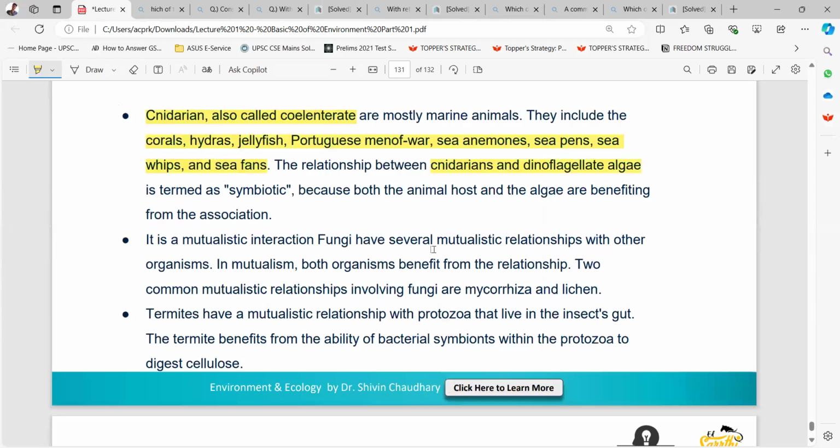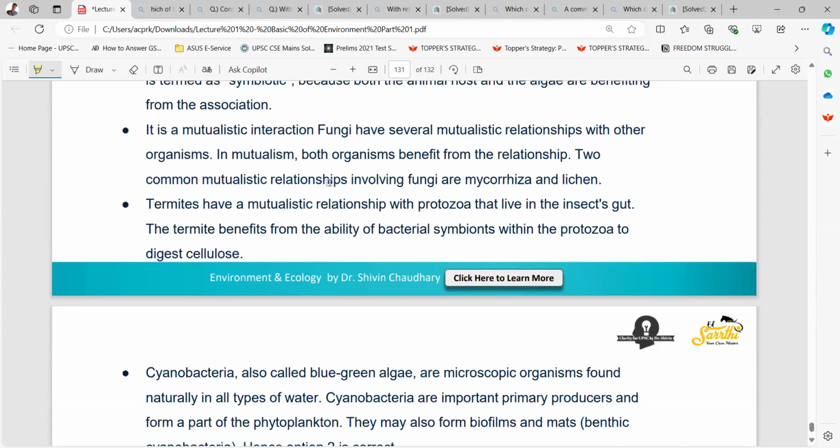Fungi have several mutualistic relationships with other organisms. In mutualism, both organisms benefit from the relationship. Two common mutualistic relationships involving fungi are mycorrhiza and lichen. Termites have a mutualistic relationship with protozoa that live in the insect's gut. Termites benefit from the ability of bacterial symbionts within the protozoa to digest cellulose.